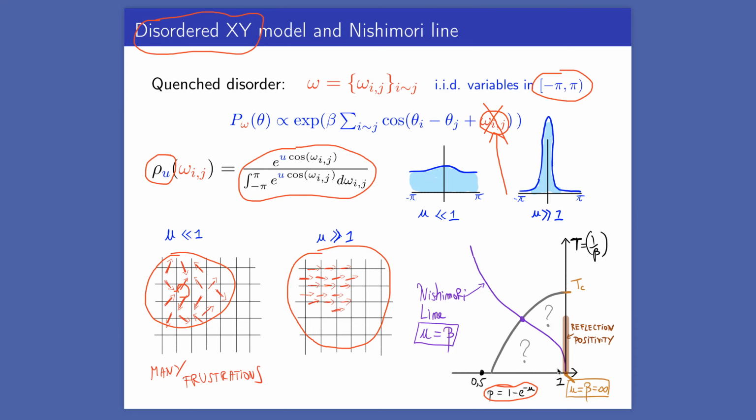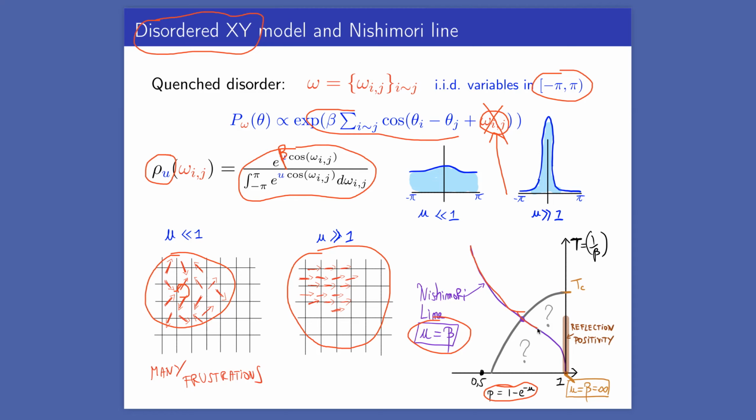And with those notations, the Nishimori line is defined exactly as the line in this plane which corresponds to setting u equals beta. And the reason for that is if u is equal to beta here, later on, we will have the same structure on the disorder as what we will see on the Gibbs measure. The same parameter will penalize the disorder and the way the angles will want to be aligned with respect to each other. So this special parameter u equals beta will play an important role later.